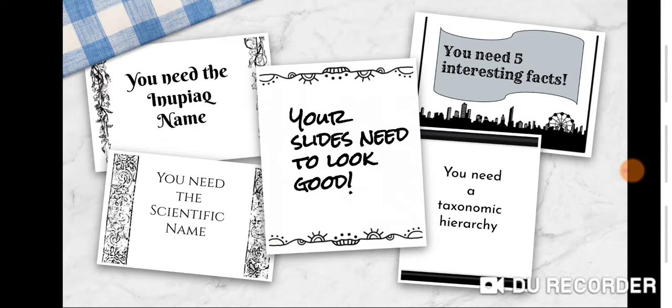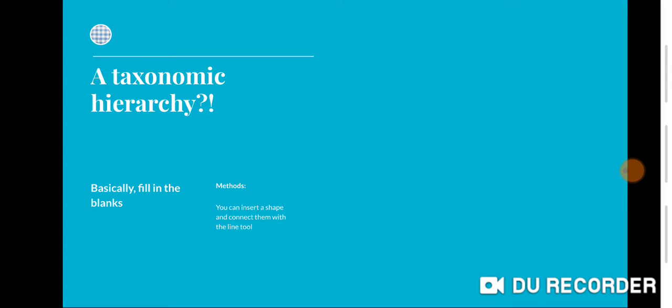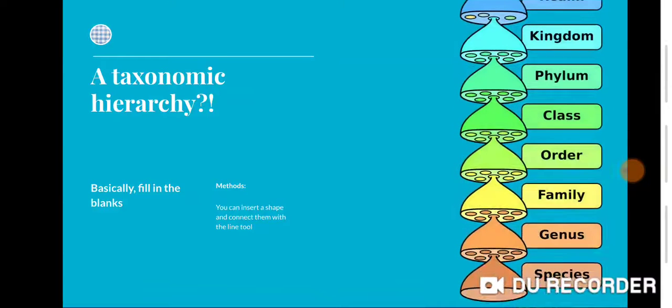And you need a taxonomic hierarchy. So what do I mean by a taxonomic hierarchy? Well, I'd prefer to have you do a cladogram, but I thought that might be a little too difficult online, so I'm simplifying it here. So all I'm asking for is kingdom, phylum, class, order, family, genus, species. And I will give you the first 3.